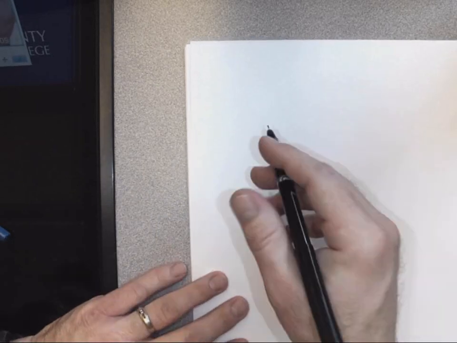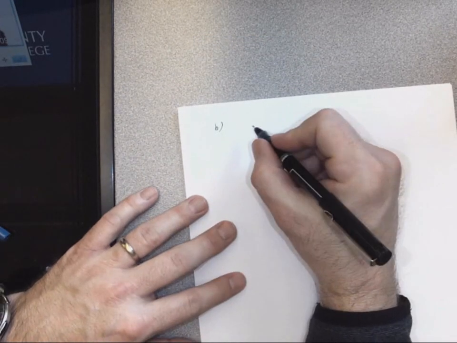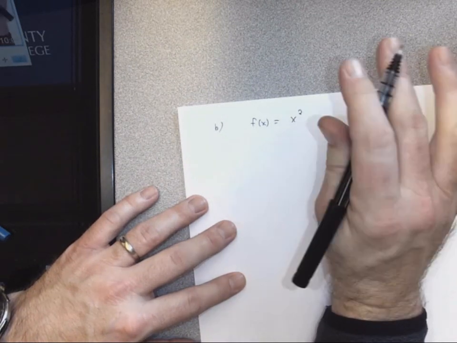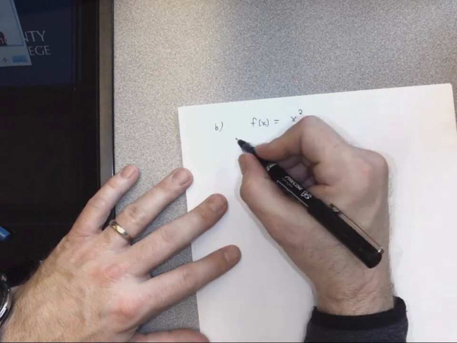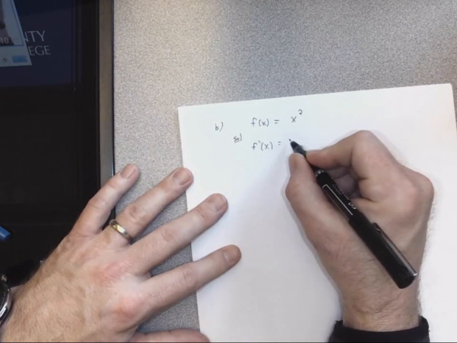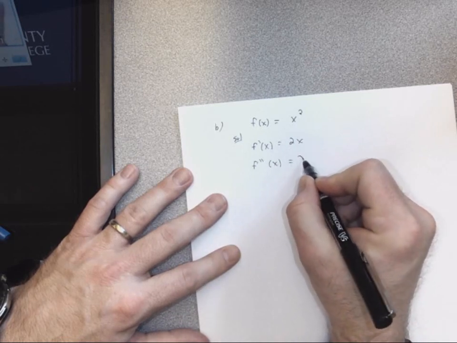All right, part B. I'm doing simple ones. We'll get to more complicated graphs in a second here. F of x is equal to x squared. In order to do the second derivative test, what I have to do is find its second derivative. So f prime of x is equal to 2x, and f double prime of x is equal to 2.